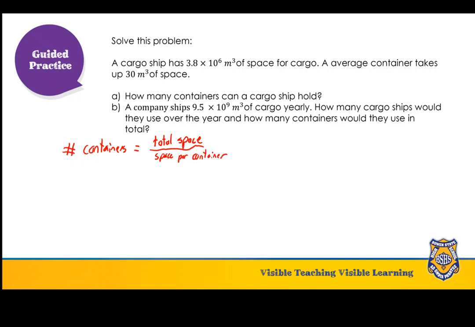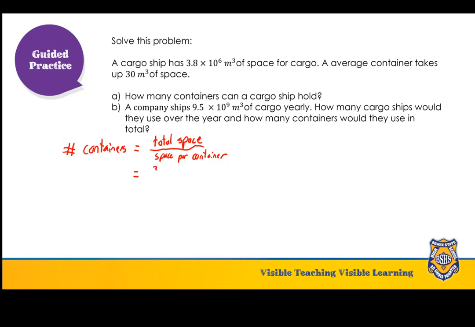The reason is, imagine a simpler version of this: if the ship had 100 meters cubed of space and each container took up 10 meters cubed, it's pretty obvious you'd fit 10 containers, because 10 lots of 10 meters cubed is 100 meters cubed, the available space. So 100 divided by 10 is how many we can have. If each container took up 2 meters cubed, 100 divided by 2 would give us 50. So it's the total space divided by the space per container.